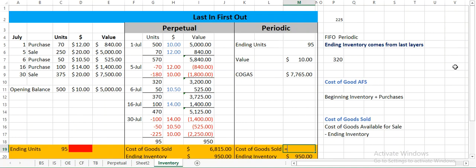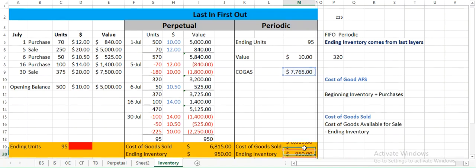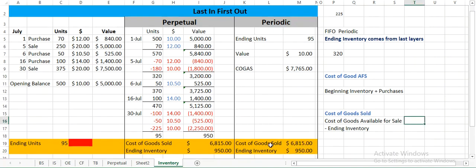So that is our cost of goods available for sale, and therefore we plug it into the formula. Our cost of goods sold is equal to the 7,765 minus 950. And so the value that we're going to report on our income statement as cost of goods sold for the month of July is going to be $6,815. And so, yes, this is the periodic method of accounting for inventory, last in, first out method.